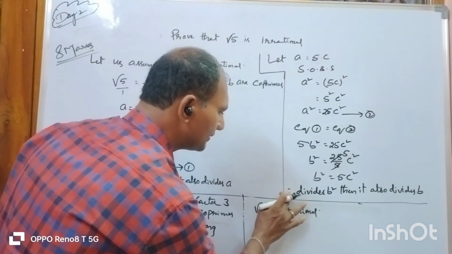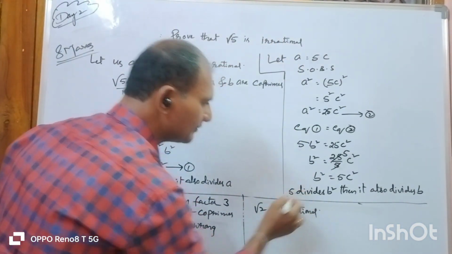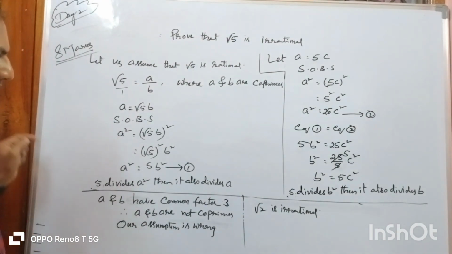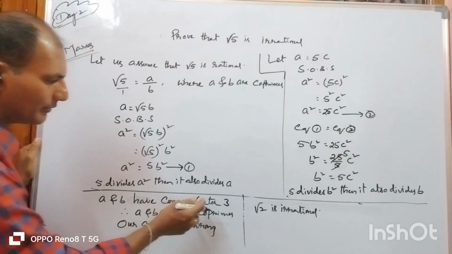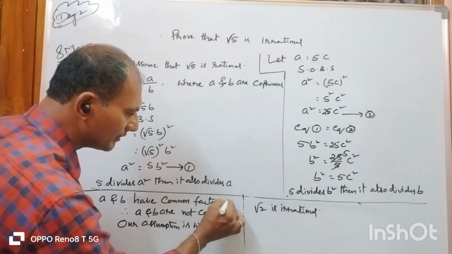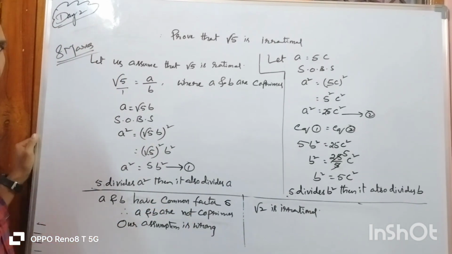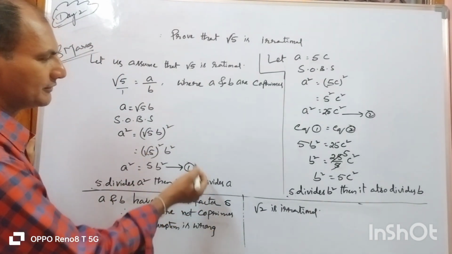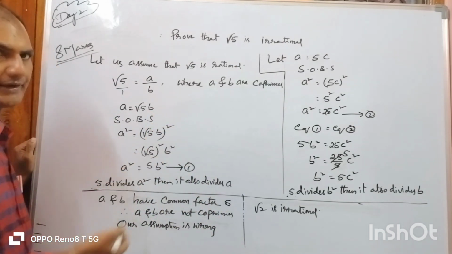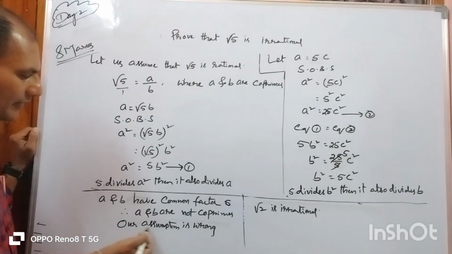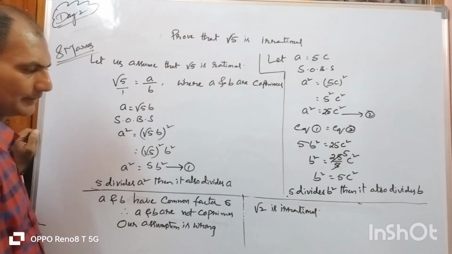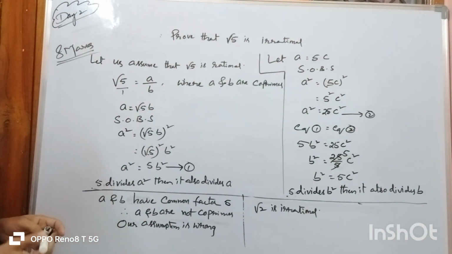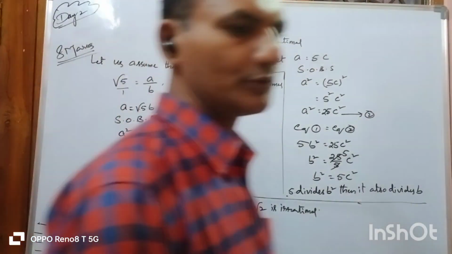So what is this? 5 divides b square, then it also divides b. Right, A and b are having a common factor. What is that common factor? 5. So A and B are not co-primes. Why not co-primes? Having a common factor. So our assumption is right, so root 2 is irrational. This is a very important question, 8 marks.